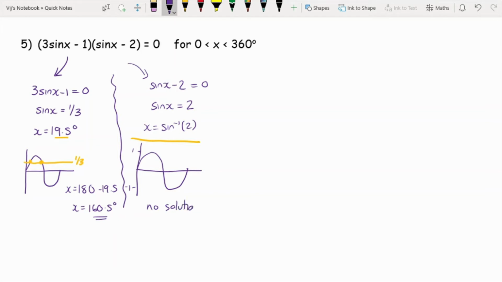Now, although with practice you will come to recognize that for sine and cos particularly, the value needs to be within the range of -1 and 1, and if it's outside that range there are going to be no solutions.